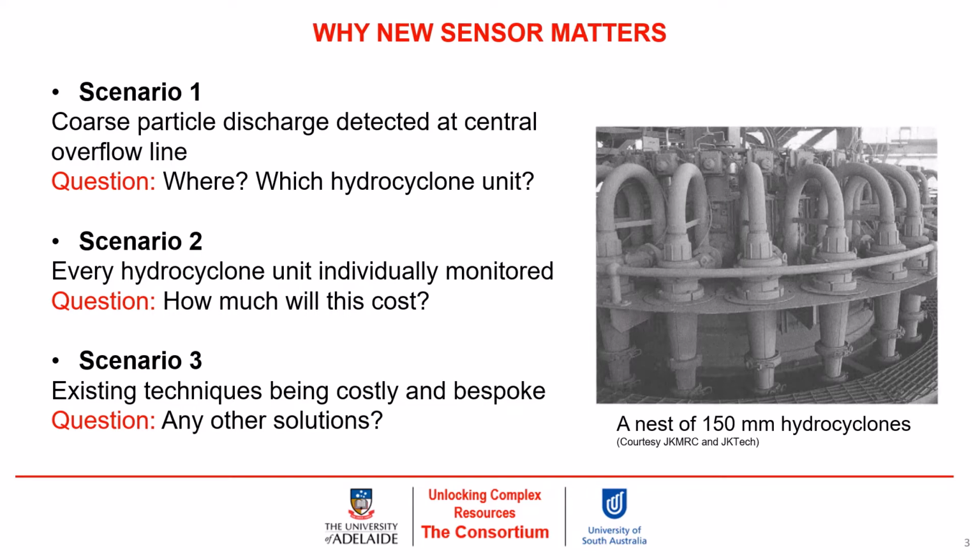Then the next question is, how much will this cost? Well, that depends on the cost of sensors and the way they are installed and maintained. Indeed, there are a number of choices available, which, however, are also costly and bespoke. As can be seen in the figure, hydrocyclones are normally arranged in a group, and there could be dozens or even hundreds of hydrocyclone units at a processing plant. This means the total cost could go drastically high if every hydrocyclone unit is to be equipped with a monitoring device.